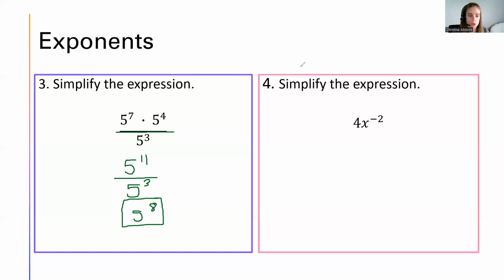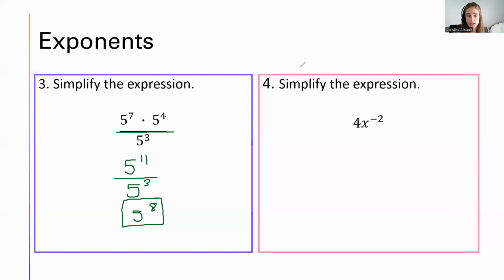Simplify the expression 4 times x to the negative 2. When I look at this, it doesn't immediately hit me if there needs to be anything to be done. We don't have any multiplication going on. We don't have any parentheses with a power to a power. We don't have any division. But don't forget that when you are working with exponential expressions, as we have here, in order for something to be simplified, our exponent cannot be negative.